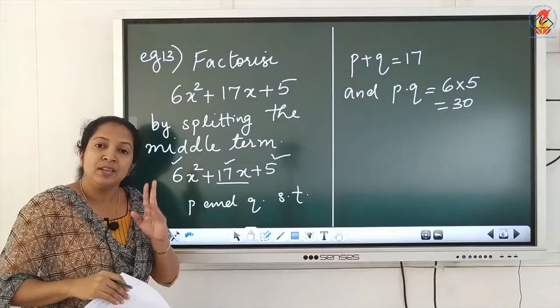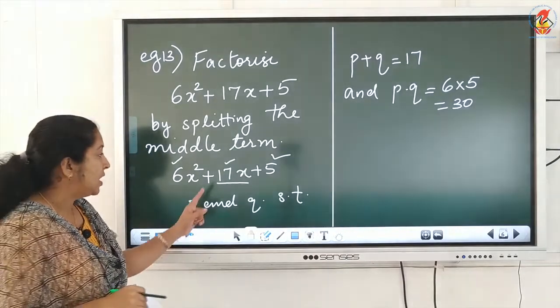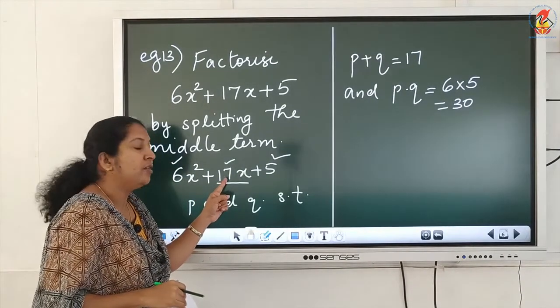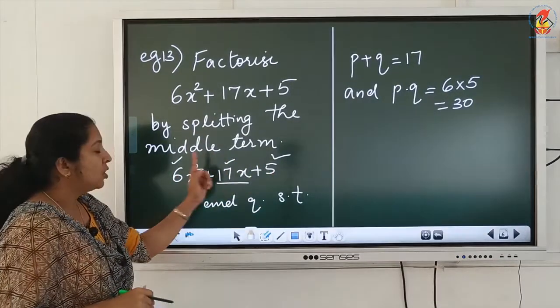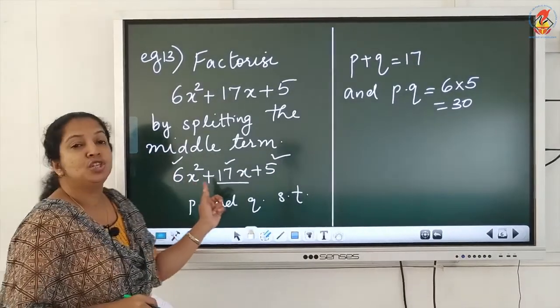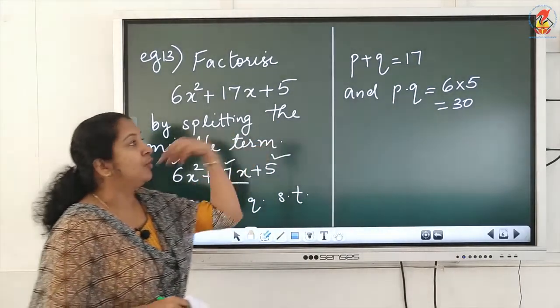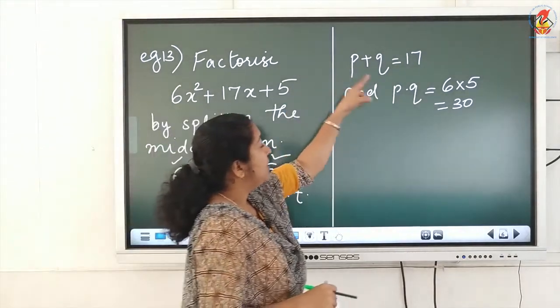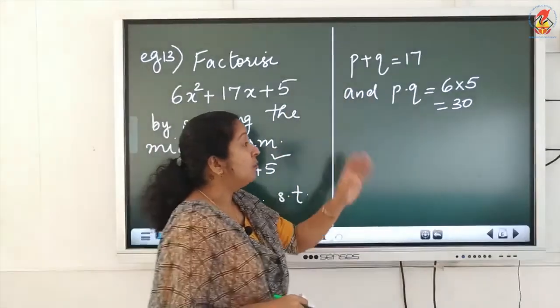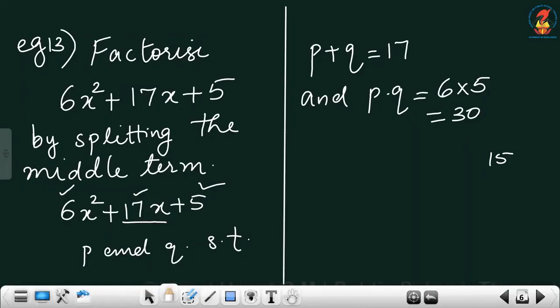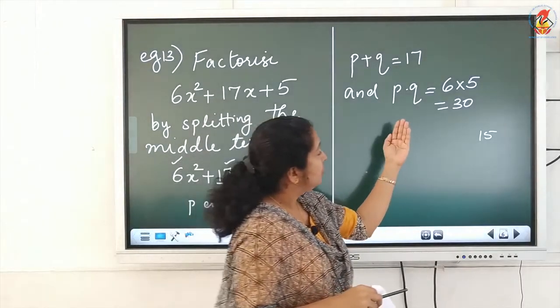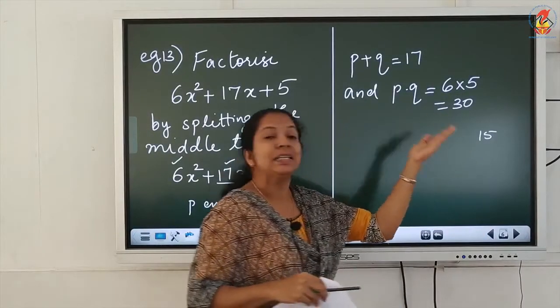You have to identify two numbers P and Q such that P plus Q is equal to the coefficient of x and P into Q is equal to the product of the constant term and the coefficient of x square. That means 6 into 5, 30. You have to take all the combinations, but here it is 30, so you have to start with P into Q. That is the easiest method. Identify the numbers which give the product as 30.